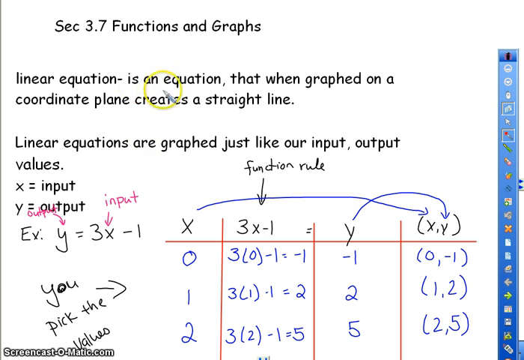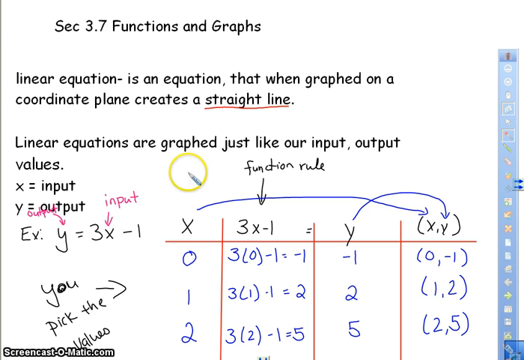A linear equation is an equation that when graphed on a coordinate plane creates a straight line. So today we're going to be graphing linear equations, and you're going to know if you did it correctly because after you graph it, it should create a straight line. Okay, no wigglies in there.